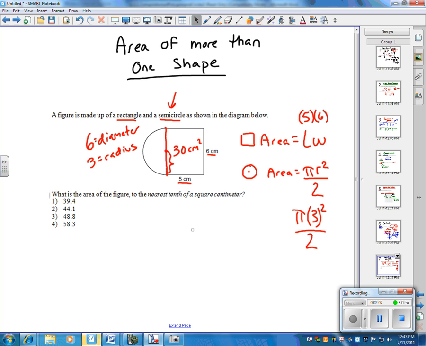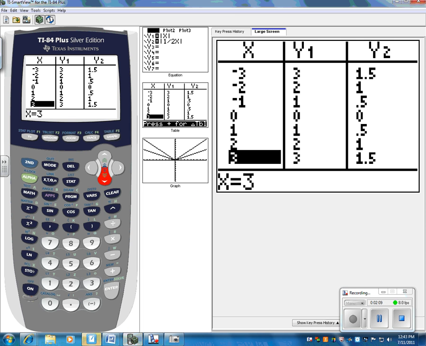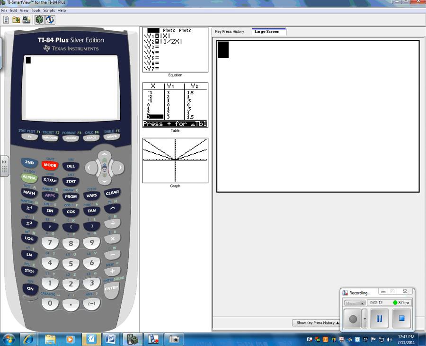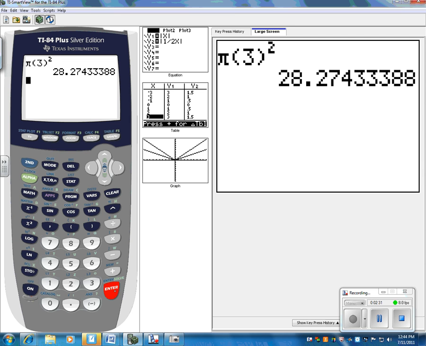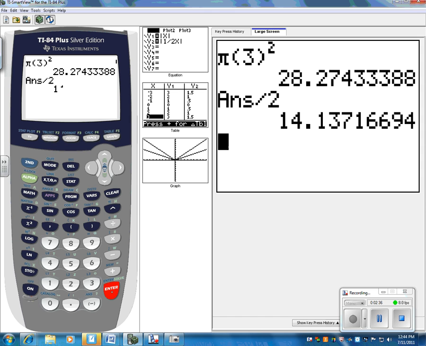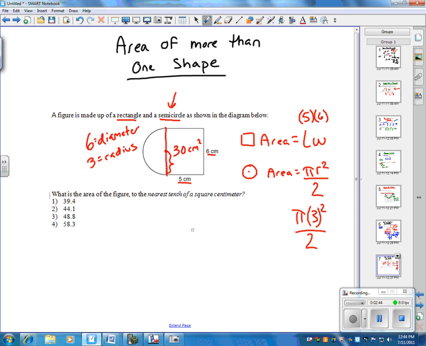So we'll do that part in the calculator. I'll pull out my calculator, clear my screen out. So we got pi. Now pi is over here, above that caret symbol. Then we have 3 squared. Put the 3 in parentheses to denote multiplication. Squared. Hit my enter key. Then I got to divide this whole thing in half by 2. And I get 14.13.